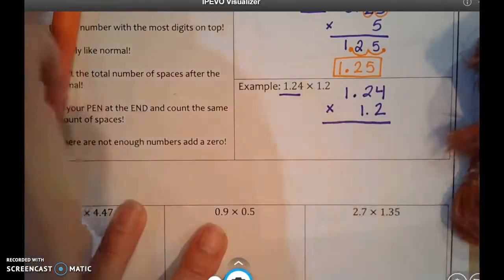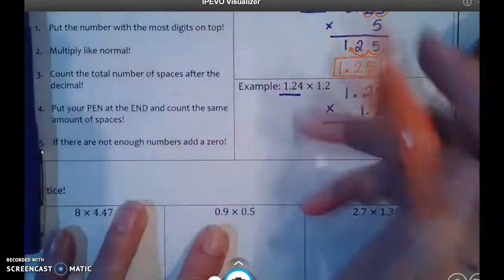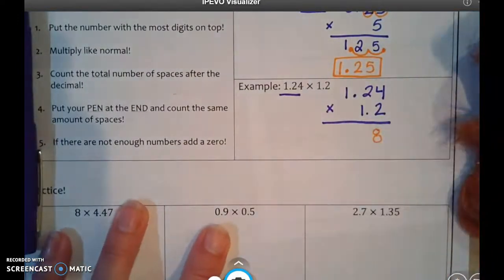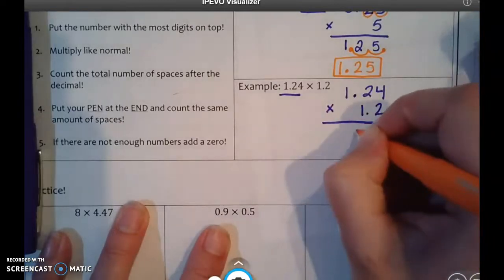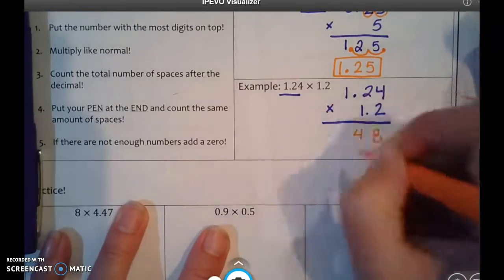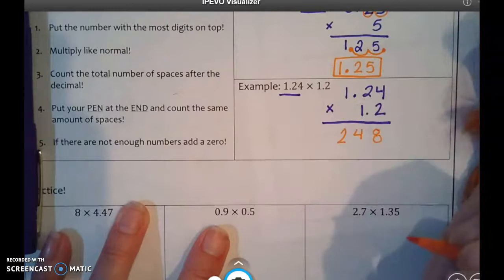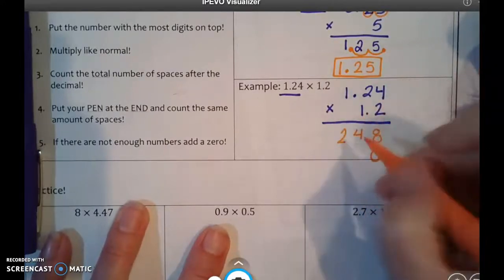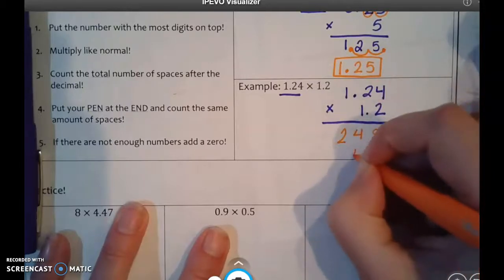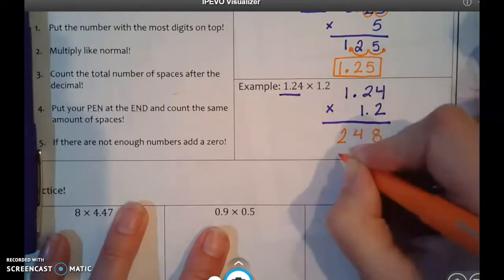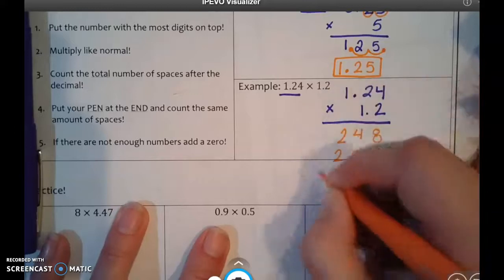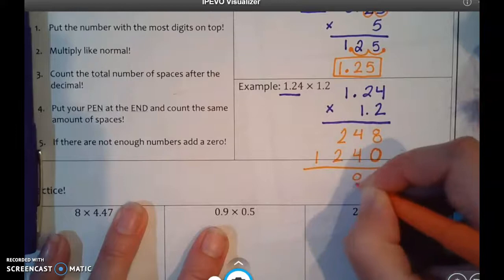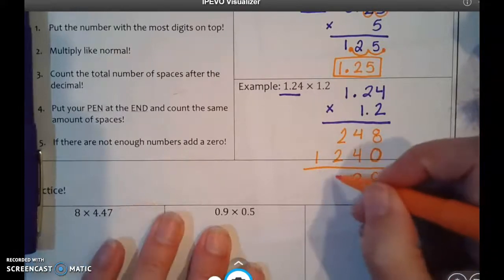So let's go ahead and multiply this one out. 2 times 4 is, 2 times 2, 2 times 1. Don't forget, we always have to start our second line with a 0. 1 times 4, 1 times 2, 1 times 1. And we add it together, multiplying just like normal.